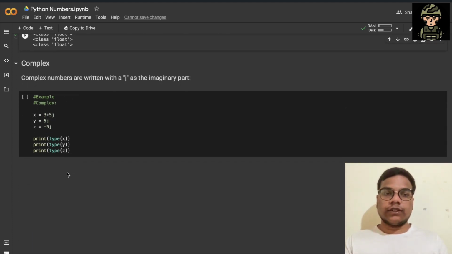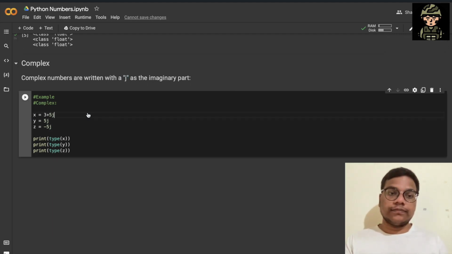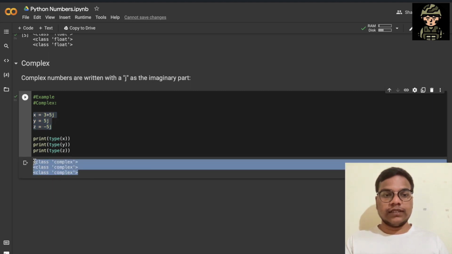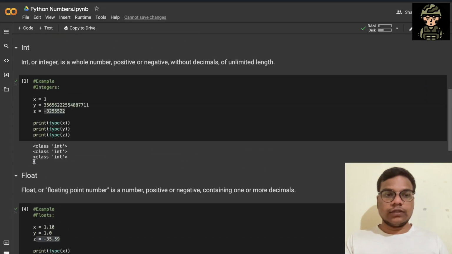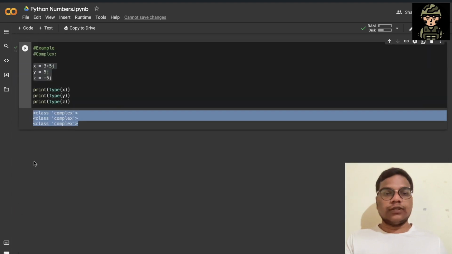Now we are going to discuss complex. Complex numbers are written with a j as the imaginary part, as we discussed in our previous video also. So here you can see 3 plus 5j, like a plus bi, which we used to do in our school days in maths. The same thing here also. So these are all complex numbers, and I hope you understood what Python numbers are, and these are examples of Python numbers, and you can do your practice.